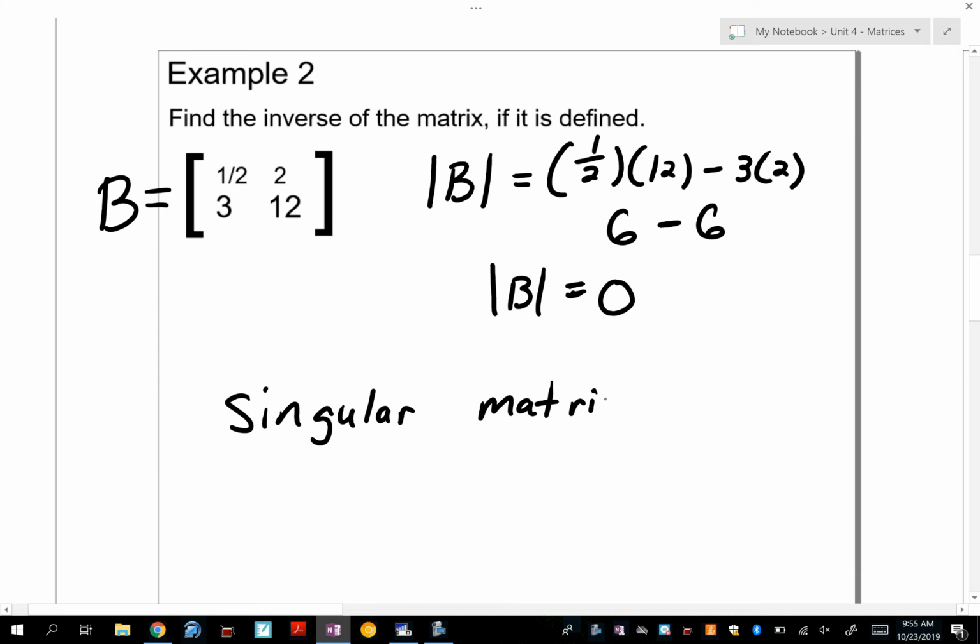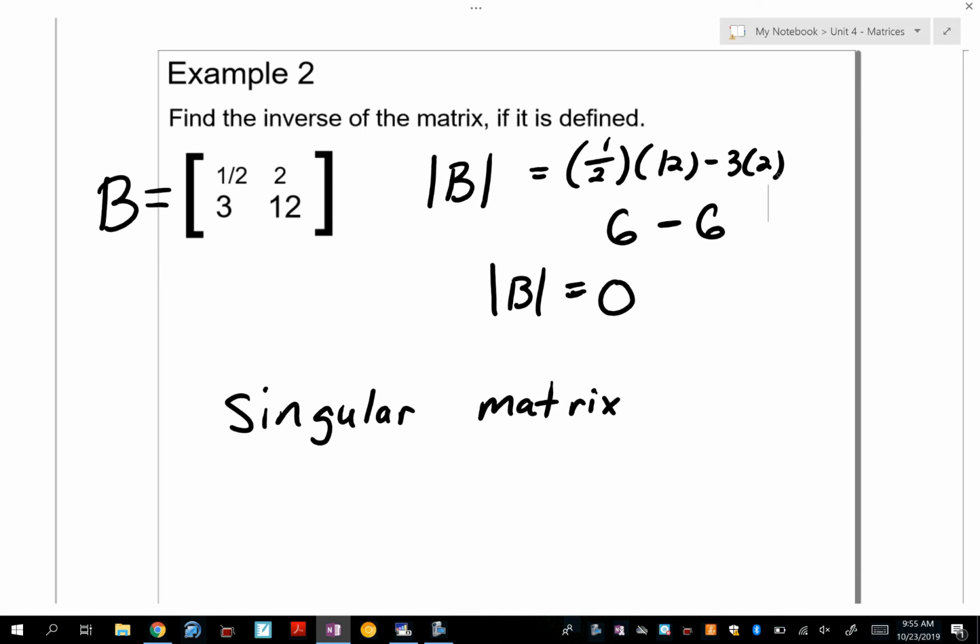If you wanted to write that it doesn't have an inverse matrix, that's fine. No inverse matrix is fine. I would prefer singular matrix. This tells me you know that this matrix B does not have an inverse matrix.